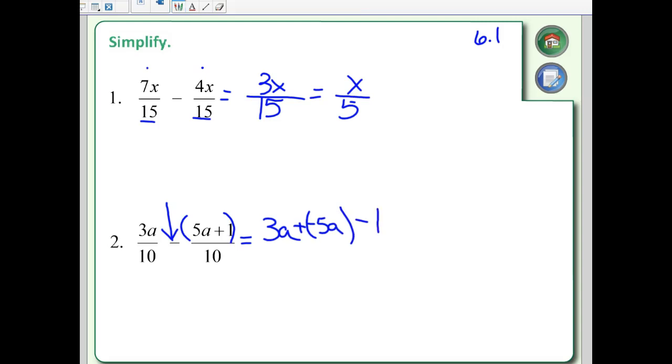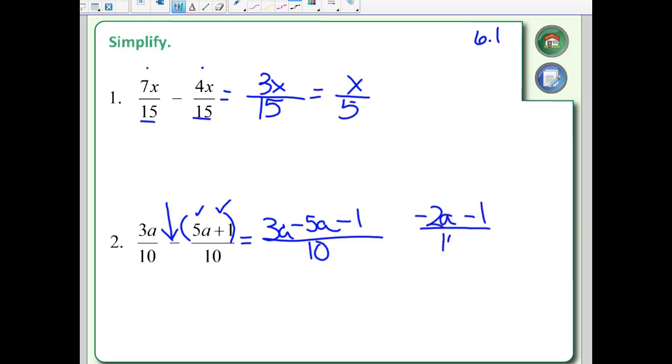Now, if you remember from Math Pass, Mrs. Burton would write it this way. It's kind of like red flags waving, and we're going to change everybody's sign. So that positive 5a is going to become negative 5a, and that positive 1 is going to become negative 1, and that's all over my common denominator. Now, let's look at our numerator. Do you see what we need to do? Good job. We're going to combine like terms. So 3a minus 5a is negative 2a minus 1 over 10.